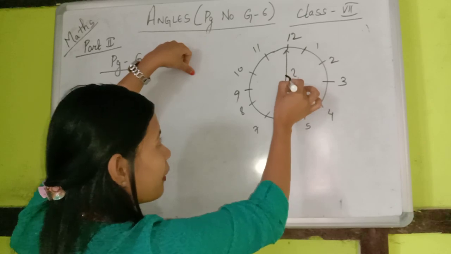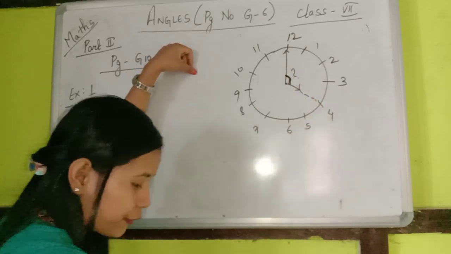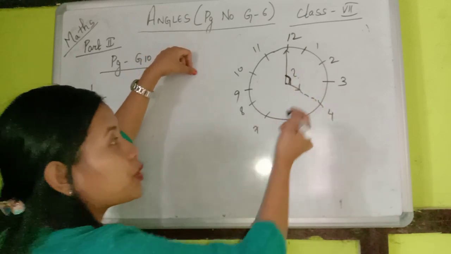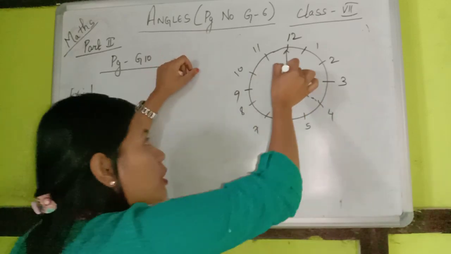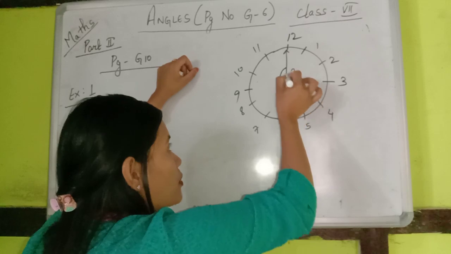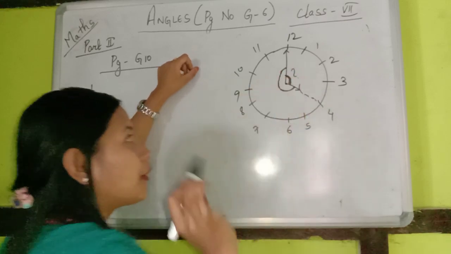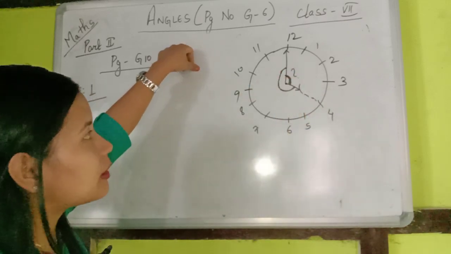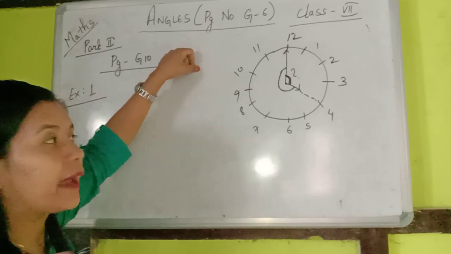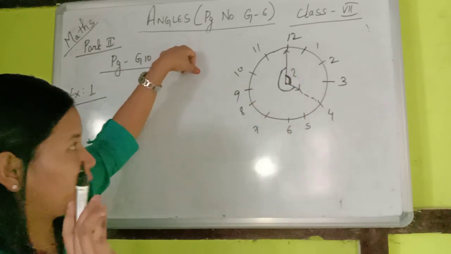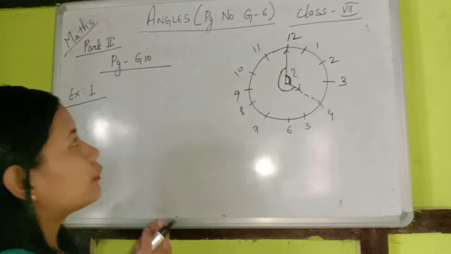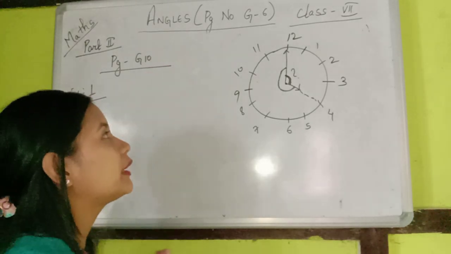So they are asking two things. The first part says find the obtuse angle formed. So this is the obtuse angle formed. And the second part says we need to find the reflex angle formed. So this bigger angle is the reflex angle. So first let us find out what is the obtuse angle formed by hour hand and minute hand at 4 o'clock. I want all of you to look at one thing very carefully.